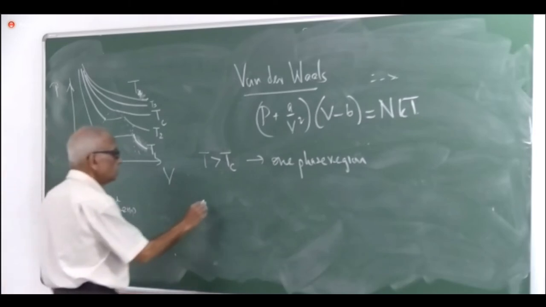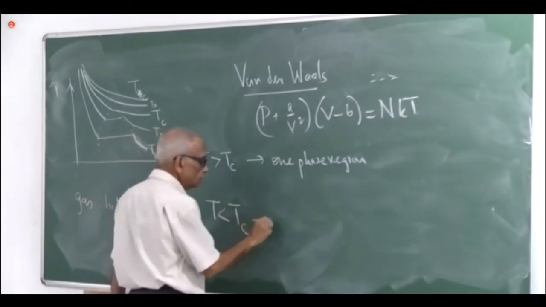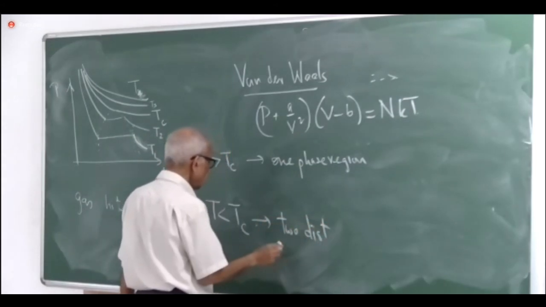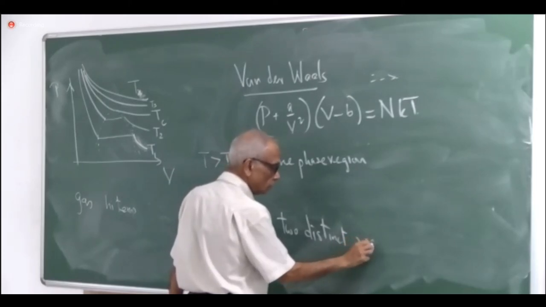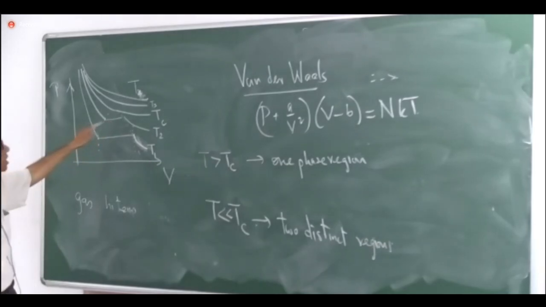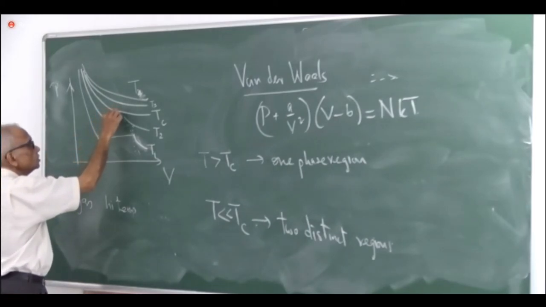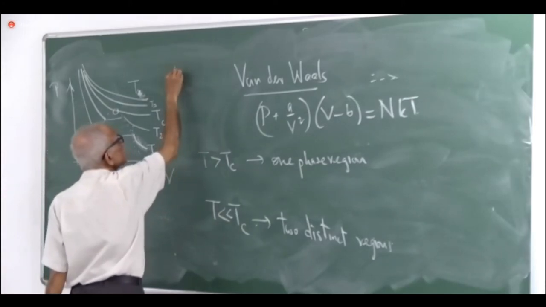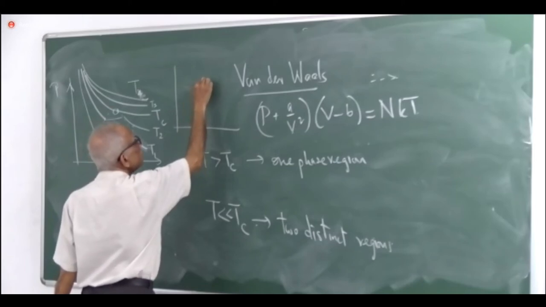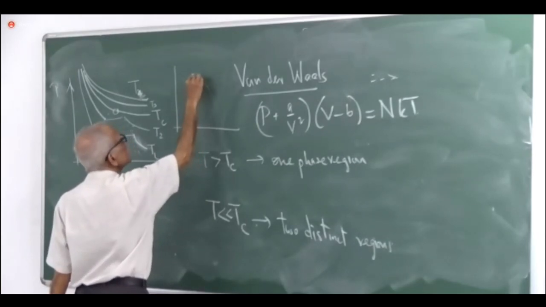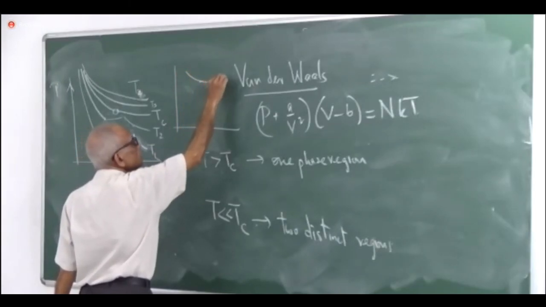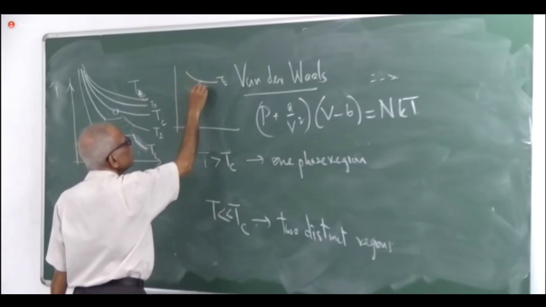And T less than TC, you have two phases, somewhat down here, a little ways away from TC. You have a clear cut transition over here at this temperature. But if I focus on this part alone, I draw this blown up. Here is this PC, that's the VC, and here it is.